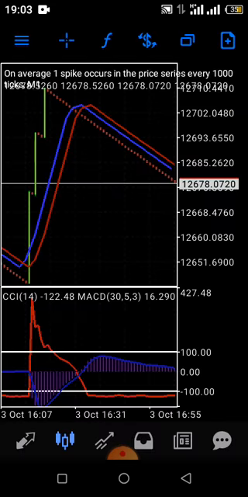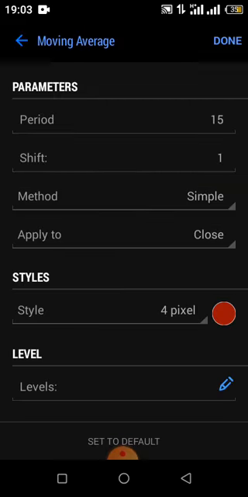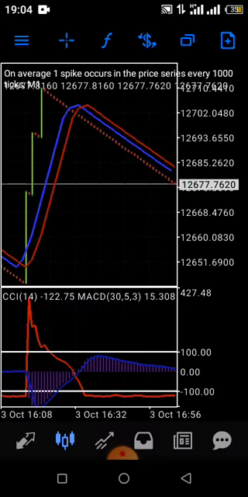You press done there, then you come to the second moving average. The period should be 15, then the shift should be, I'm not really, sorry, it should be 1, then the method should be simple, apply to close, style 4 pixel, red in color.